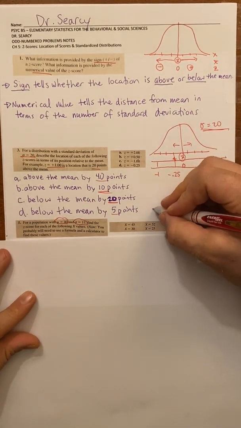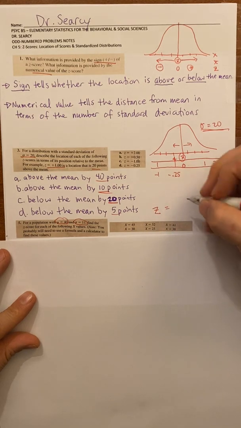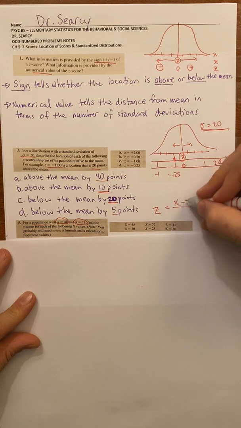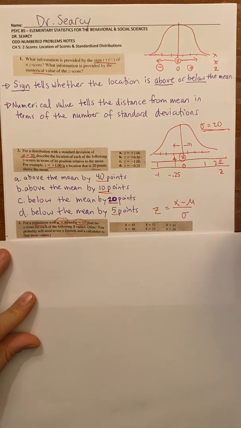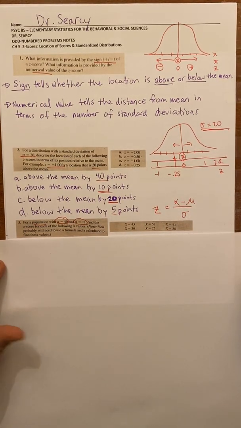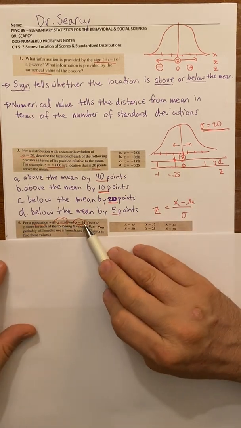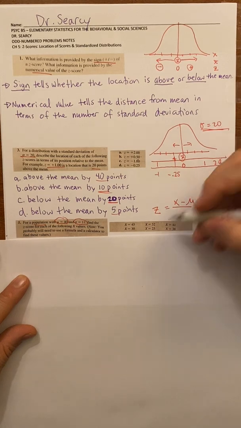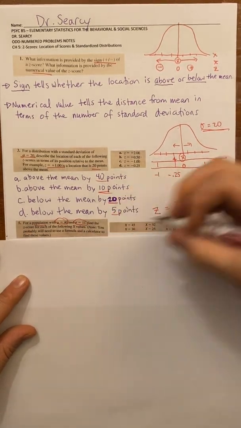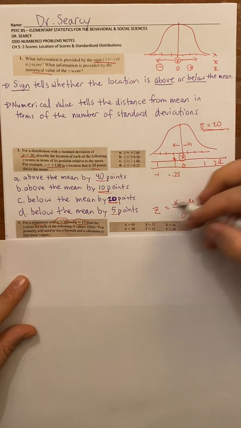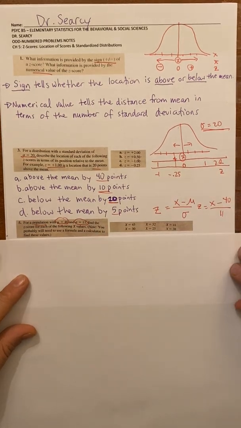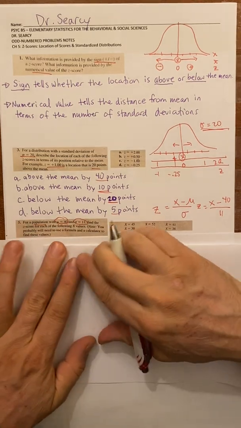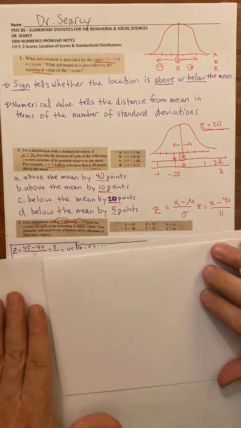Remember, so the formula is z equals, and since we're talking about population data, it's going to equal x minus mu over the standard deviation. We've already been given mu, and we've been given the standard deviation, so it's going to be basically a bunch of z equals some x value minus that 40 over 11. Okay, so I've gone and figured those out for you here, and we'll just go through them one by one.